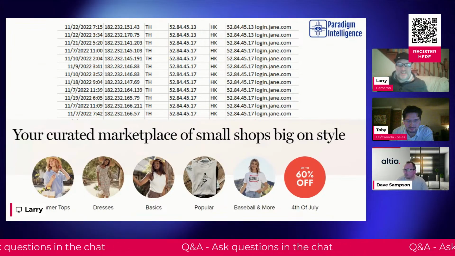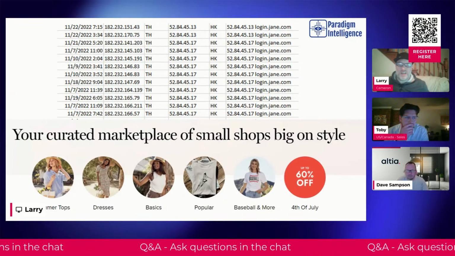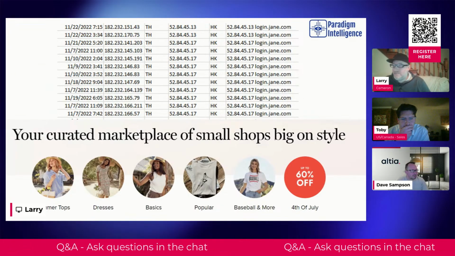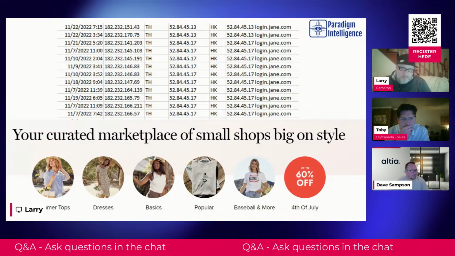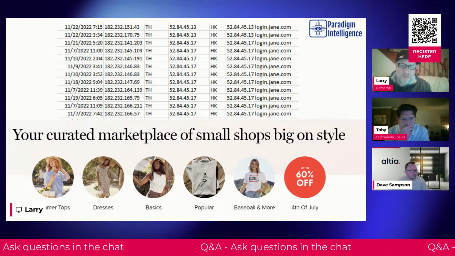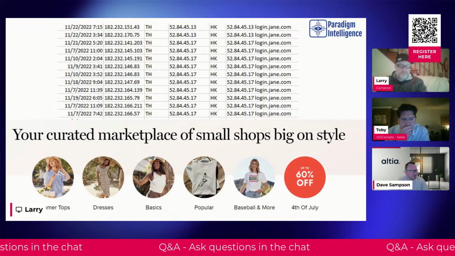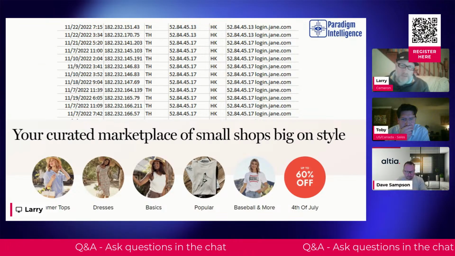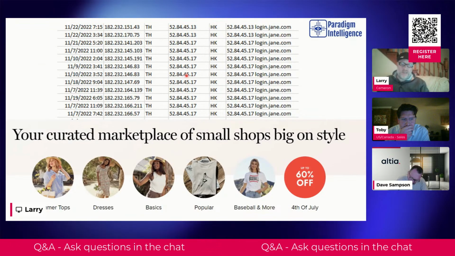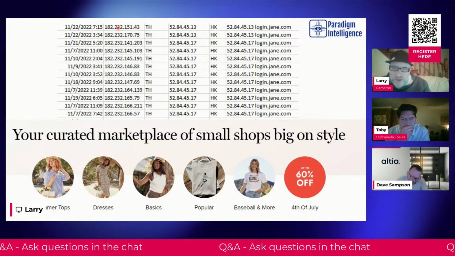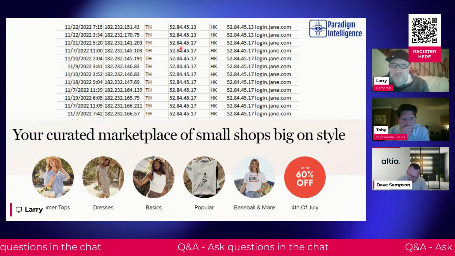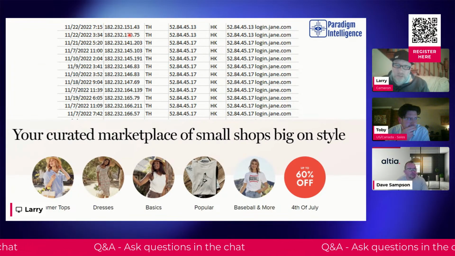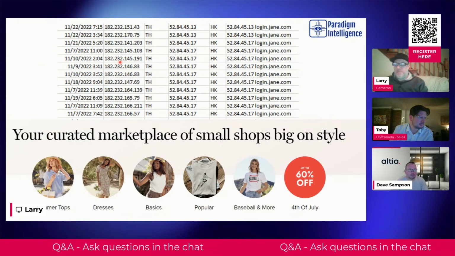Curated marketplace of small shops, big on style. So the girls in the karaoke bars, they need clothes to look pretty for the people that are going to rape them. What was that? Jane.com. There are multiple different IP addresses that are going and buying stuff from this site. So this is redundant, and these are multiple different IP addresses. So a lot of people are involved.